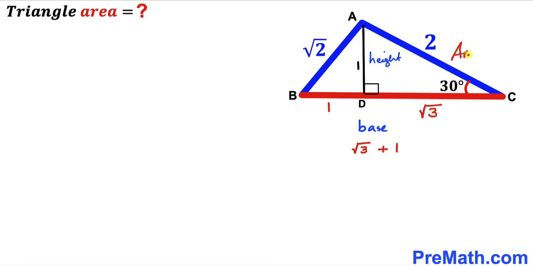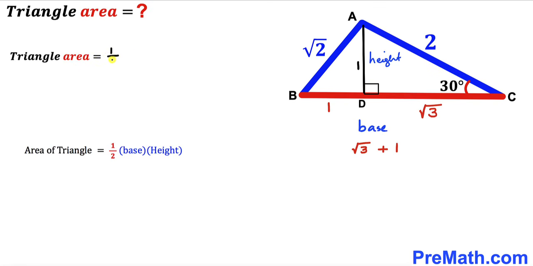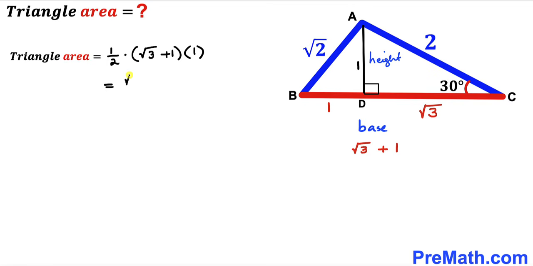Here's our final step. Now we are going to calculate the area of this triangle ABC. Let's recall the area of a triangle formula once again: area equals a half times base times the height of the triangle. We already figured out the base and the height. So the area of triangle ABC is going to be a half times our base, square root of 3 plus 1, times the height, 1. If we simplify, the area of triangle ABC is going to be square root of 3 plus 1 all over 2 square units.